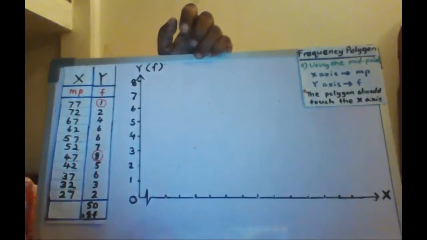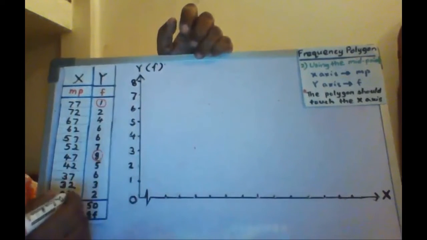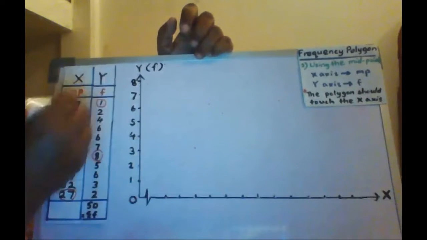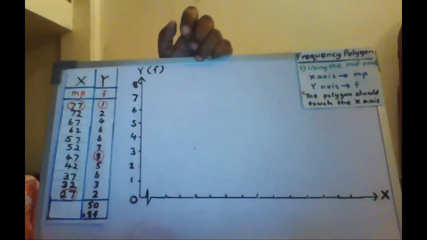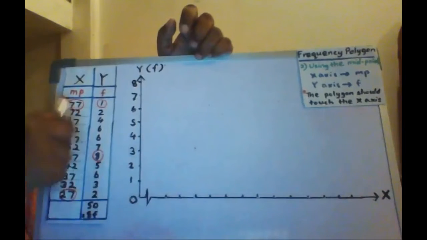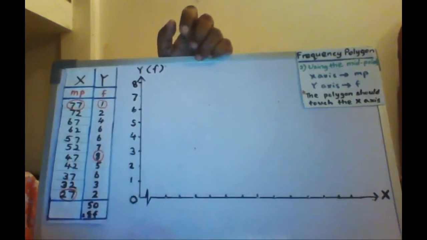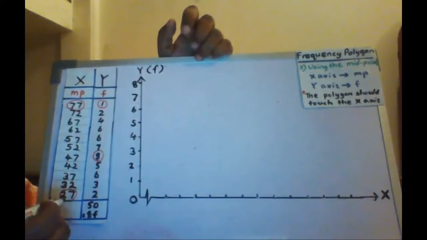Now what is the lowest value here? 27. And the highest value? 77. Right? You don't have to decide whether to take 1 by 1, 2 by 2, like 5, because already it's taken by the class size. Here the class size is 5. So, now the lowest value is 27.